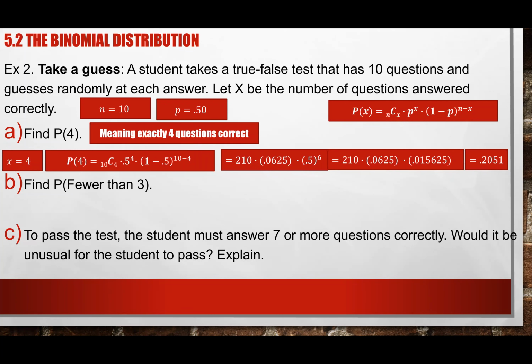Mr. Train. Yes. I have a question regarding the answer. You got 0.2051. I got 2 point something. So the 2 is before the point, and then you probably have something wrong in terms of the number. Type again. You should have 210 multiplied by 0.0625 multiplied by 0.015625. So in one of these, you probably missed a 0. Yeah, I missed the 0 in the second number.